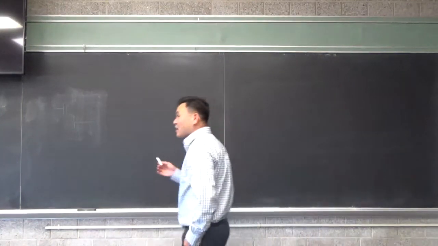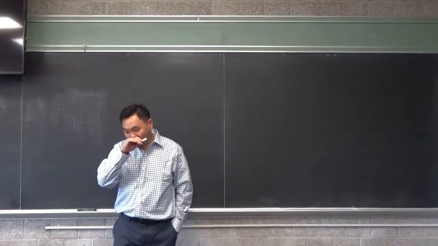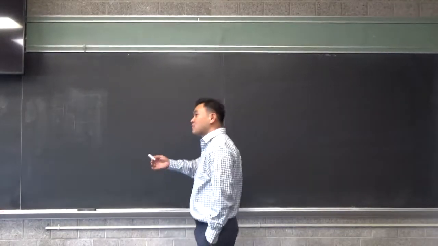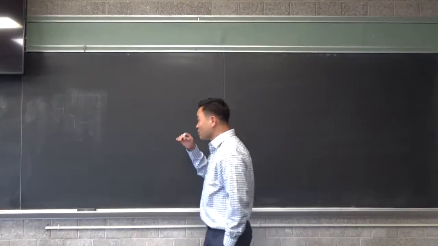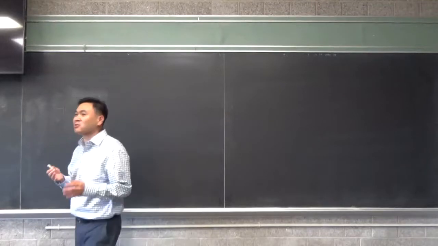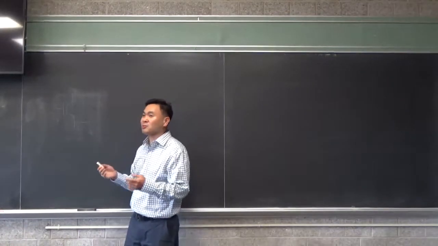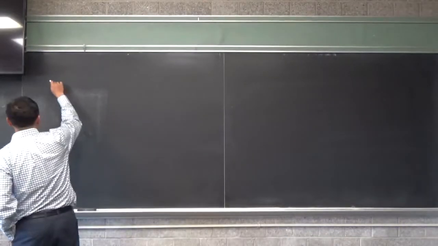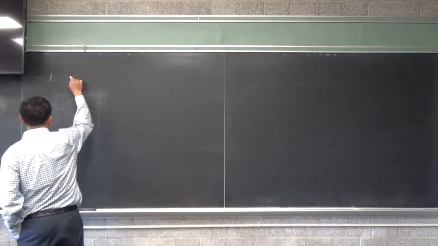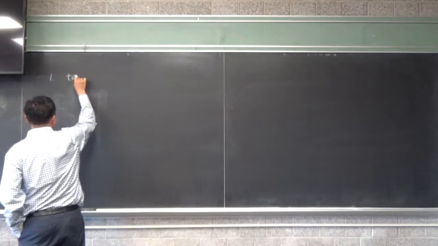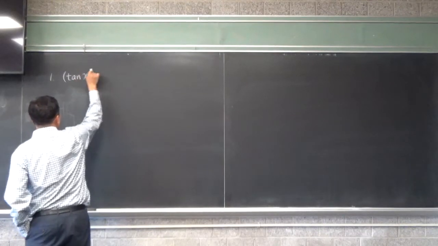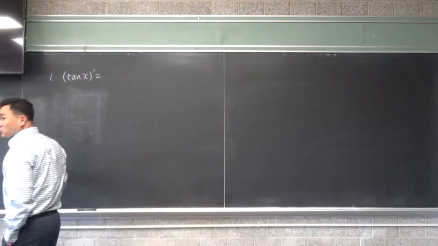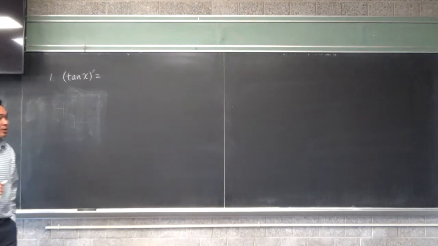All right, so today let's talk about how to change a derivative statement into an integral statement. This is basically a review of Calculus 1, to remind ourselves what an antiderivative is. So number one, find out tangent x prime, and we will write down the antiderivative statement.